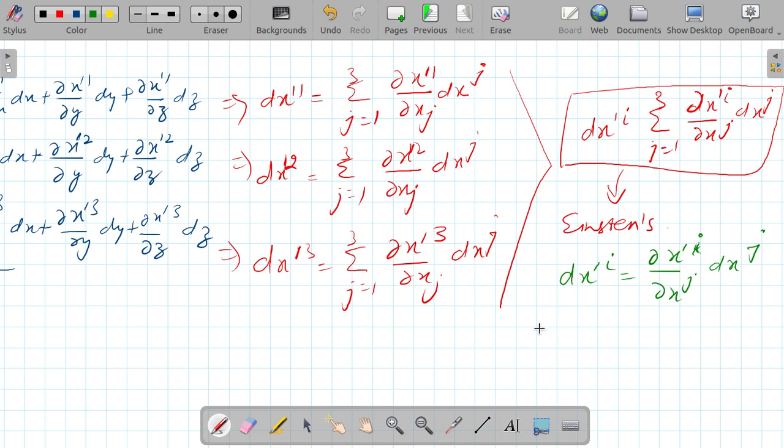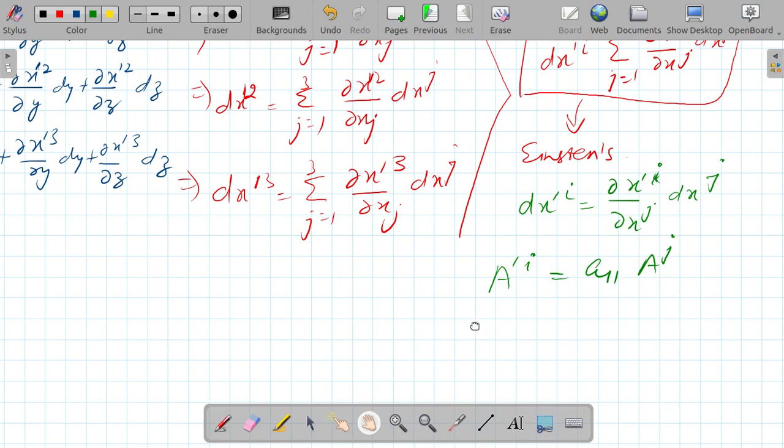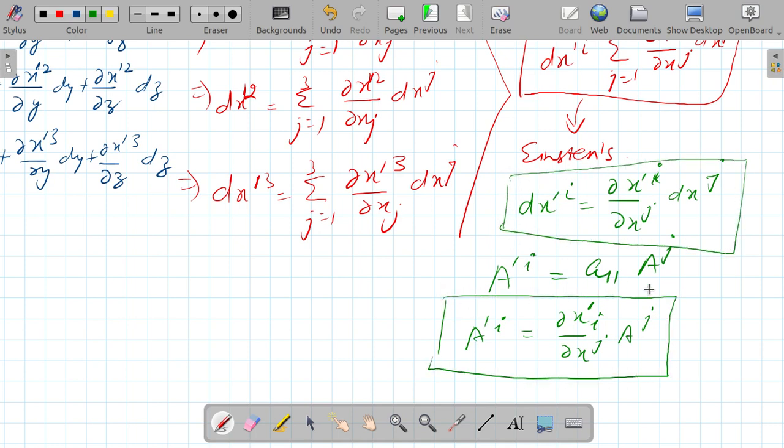And this equation looks similar to the earlier equation which we have derived. A I, A 11, and A J. Or in other way, we can also express this as curly x prime I over curly x j over A j, right? So things can be written either way, either this way or that way, all look similar. So this is basically the contravariant formulation, contravariant representation of a vector.